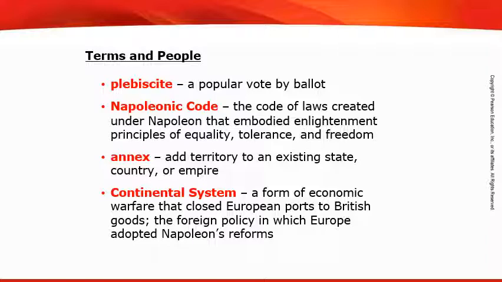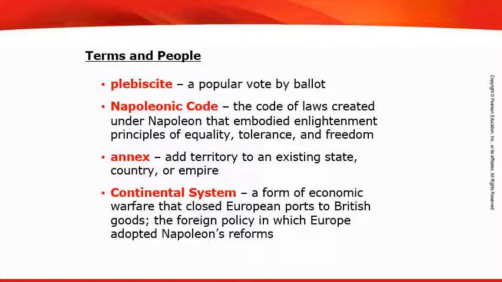Some of the terms mentioned in the lesson, although we will be discussing them during the slides, here is a small introduction. Number one is plebiscite. It's a kind of vote where the people show their opinion through ballot. Napoleonic Code is a set of laws. It was created under Napoleon's guidance, and this set of laws reflects the Enlightenment ideas, the principles of equality, tolerance, and freedom.